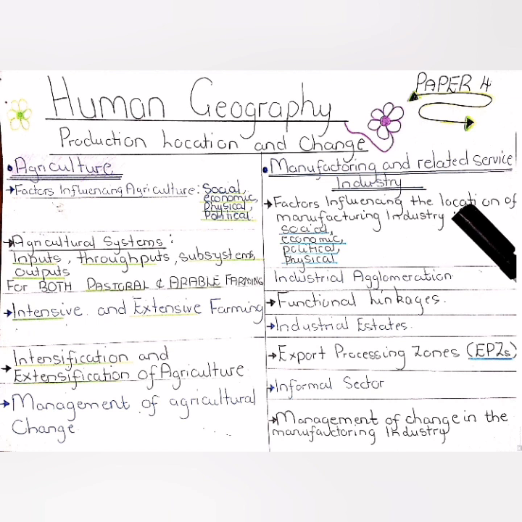For the manufacturing and related service industry, you're expected to know the factors that influence the location of a manufacturing industry. You're expected to have knowledge on industrial agglomeration, functional linkages, industrial estates, export processing zones, also known as EPZs, the informal sector, and a case study on the management of change in the manufacturing industry.